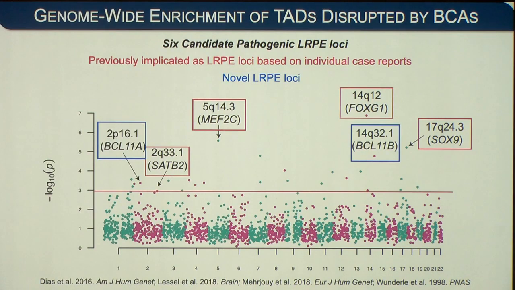We also identified 2 novel TADs that included 2 genes, BCL11A and BCL11B, which both code, perhaps unsurprisingly, for proteins involved in chromatin remodeling. And both of these genes have been associated with intellectual disability syndromes. And so all of the cases that disrupted these TADs presented with an intellectual disability syndrome.